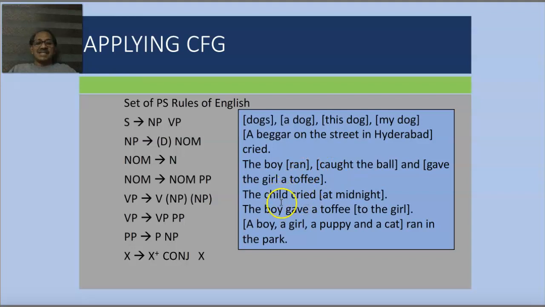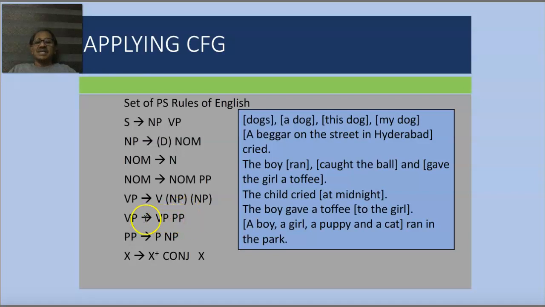Look at the next sentence: the child cried at midnight. Cried is a verb, and at midnight is a prepositional phrase. So you have a verb and a prepositional phrase together in a verb phrase now. Right? This we account for by a rule: a verb phrase consists of a verb phrase and a prepositional phrase. Why are we saying verb phrase? Because at midnight can occur in this sentence too: the boy ran, caught the ball, and gave the girl a toffee at midnight. This is an adjunct basically. So we are looking at that part of it.